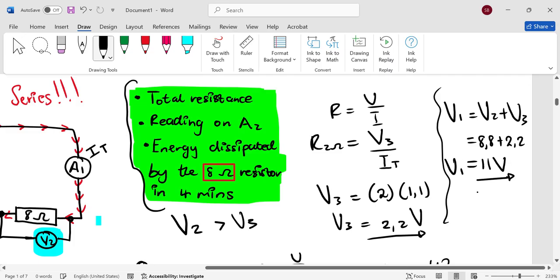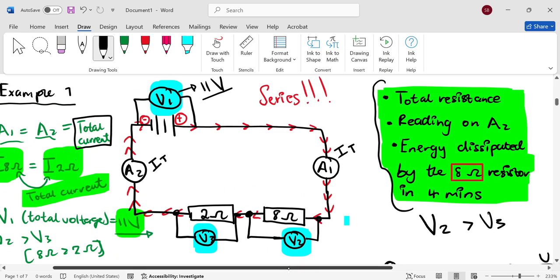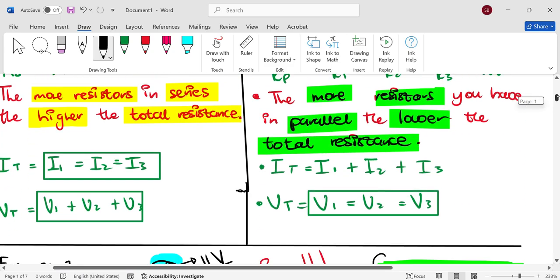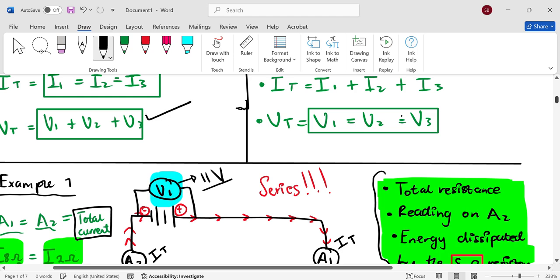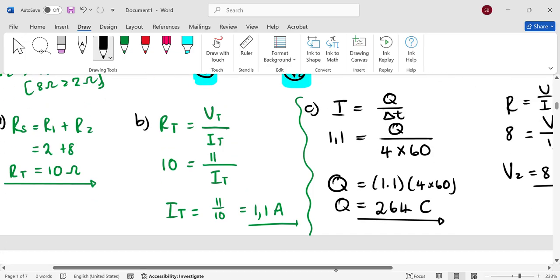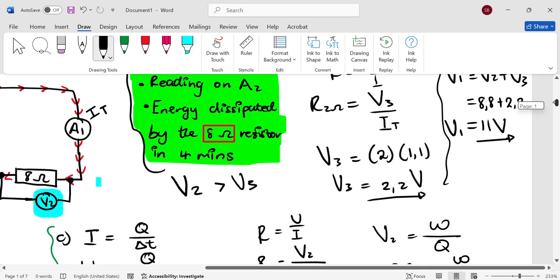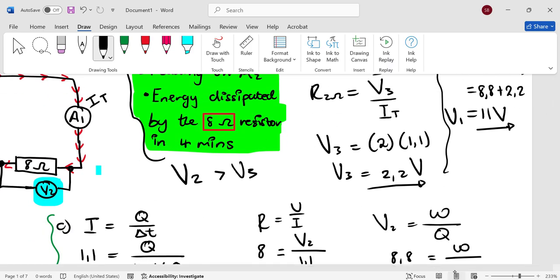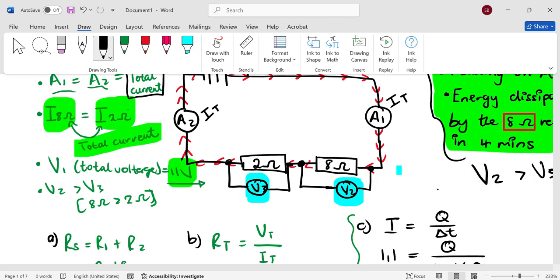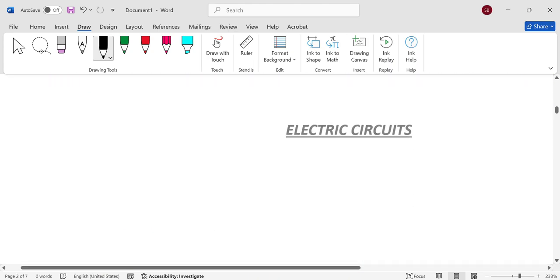So that is actually V1. Do you guys see that? V1, which is the total voltage, is the sum of the individual voltmeter readings. In the previous video, we had something like this. This was for a series circuit. I really hope you guys are seeing that. So V1 is 11 volts, and we've actually proved that to be true. So that is the law for a series circuit. Now I want us to look at a parallel circuit.